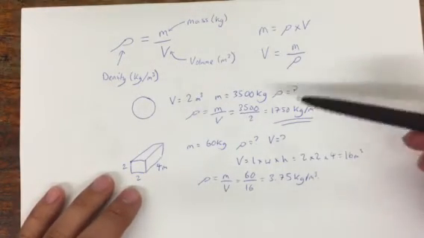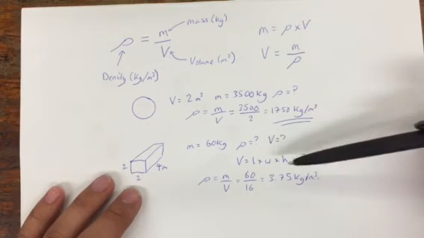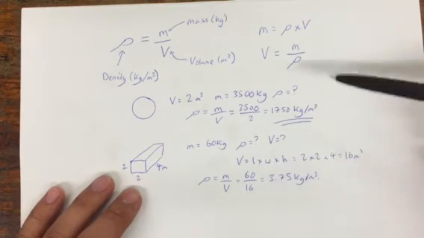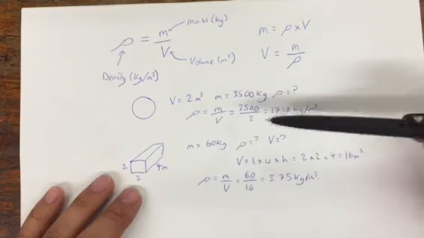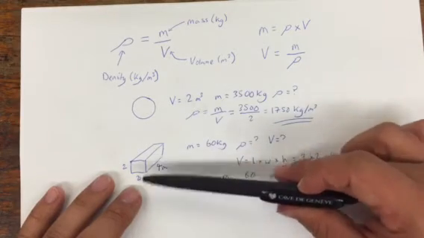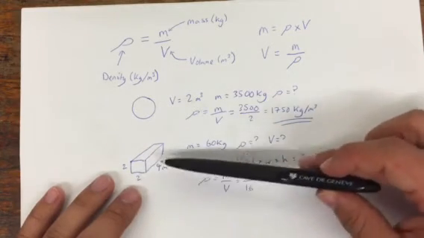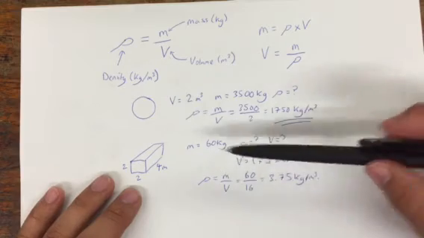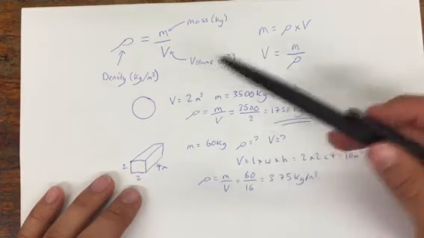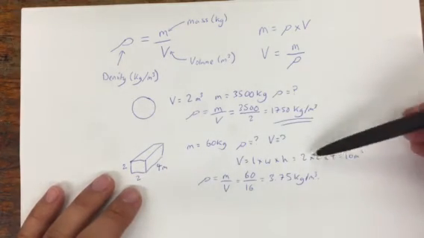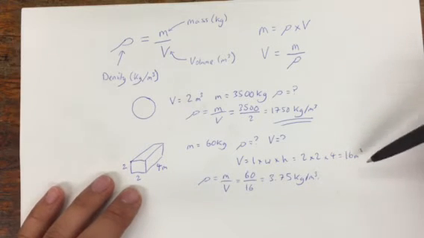The other equations which could be useful are equations for different types of volumes. Remember, if it's a cube and you're given one side, then for a cube all the sides are the same length. So if, for example, this was 2 by 2 by 2, that would be a cube. So it would be 2 times 2 times 2, which would be 8.